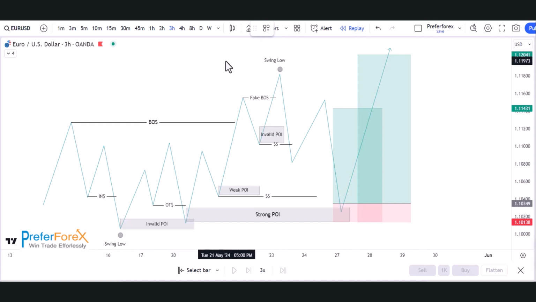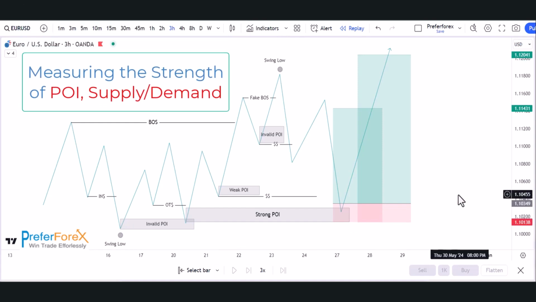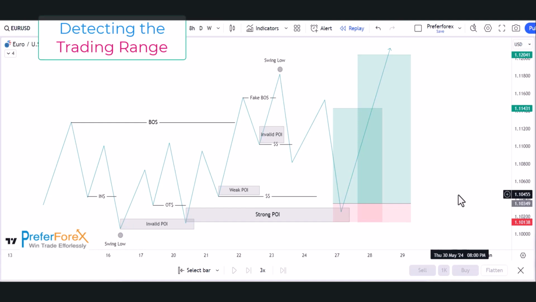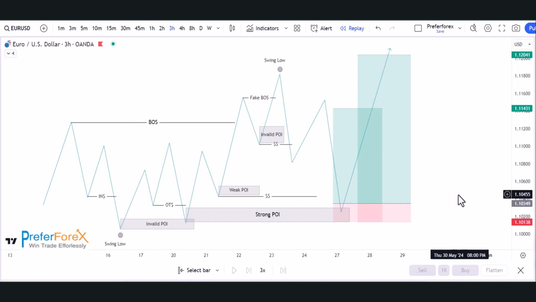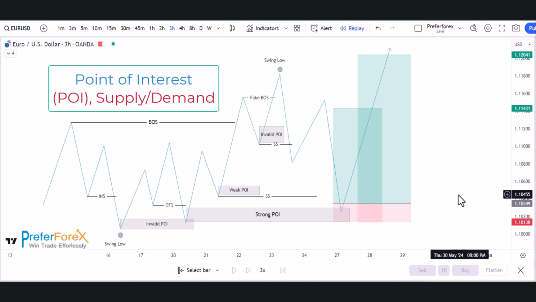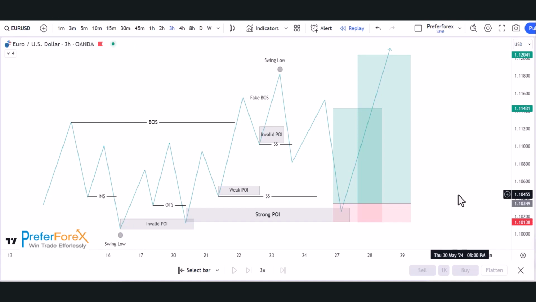In this lesson, we shall cover the concept of point of interest, how to measure its strength, and how to detect the recent trading range. So what is exactly the point of interest? I hope you are familiar with these terms.